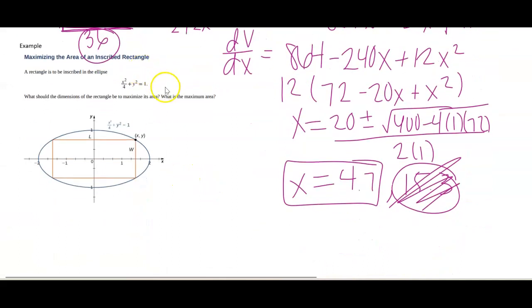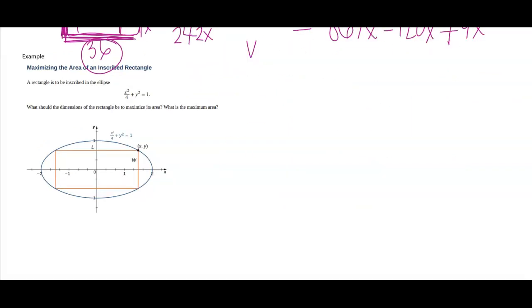All right, we have one final example. I'm going to go ahead and get rid of this writing over on this side to give me a little bit more room. And in this one, we want to look at a rectangle that's inscribed in this ellipse. So here's one of my equations with x's and y's. And I want to know what are the dimensions of the rectangle to maximize the area.